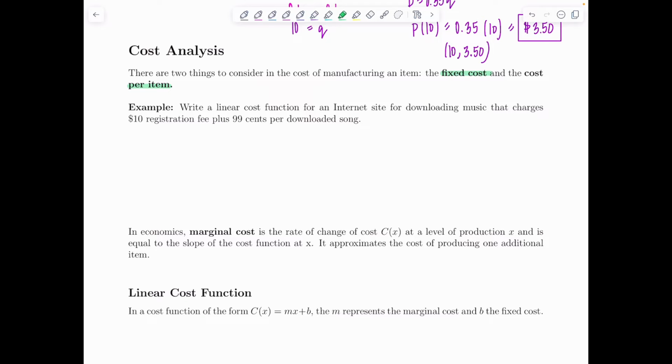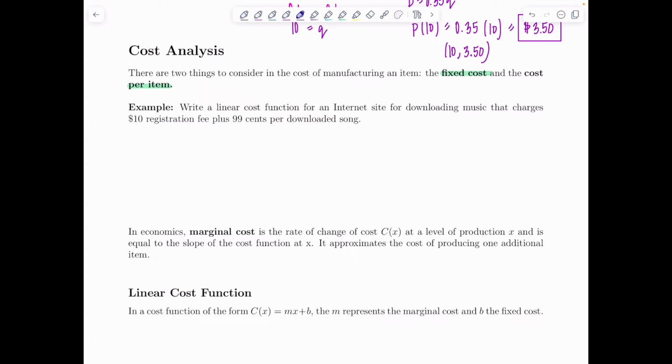As an example, let's practice working with this idea. Write a linear cost function for an internet site for downloading music that charges $10 registration fee plus 99 cents per downloaded song. You know, back in my day, we did a lot of free downloading using LimeWire, Morpheus, all those sort of sketchy things. So I didn't even have this set up.